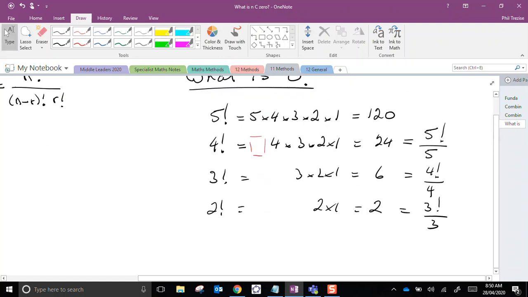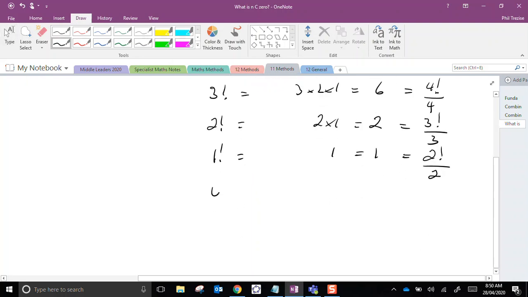This is a really good pattern going on here. And of course in mathematics, if we like anything, it's a pattern. We love a pattern. 1 factorial is 1. Does the pattern still apply? Is that 2 factorial divided by 2? Yes, it would be. 2 factorial divided by the 2 cancels. Now we're ready. We're going to answer our question.